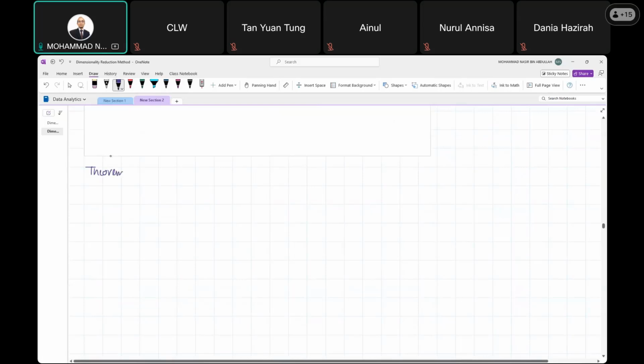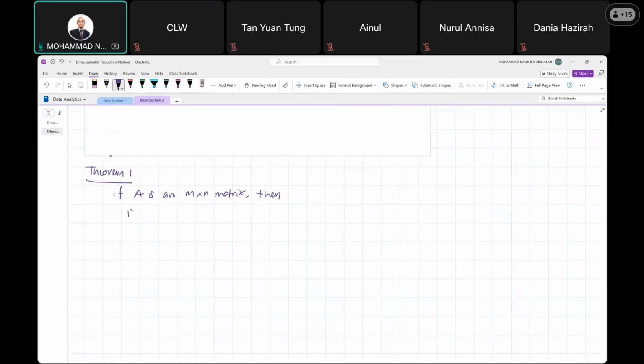Theorem number one. Right. So if A is an M multiplied by N matrix, then number one, A transpose A is an orthogonal matrix.